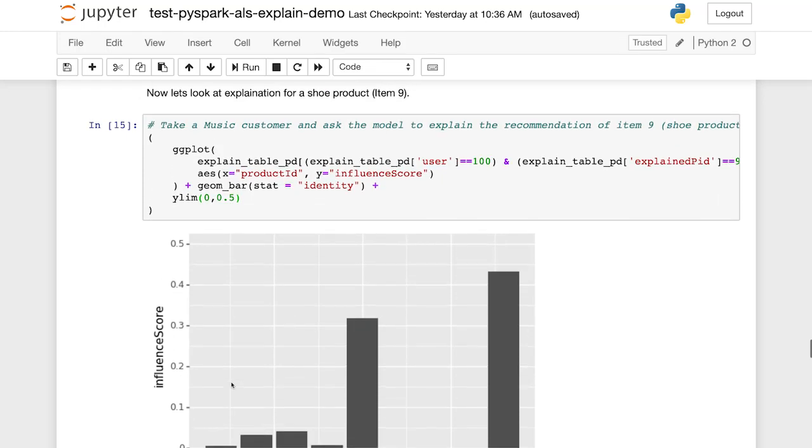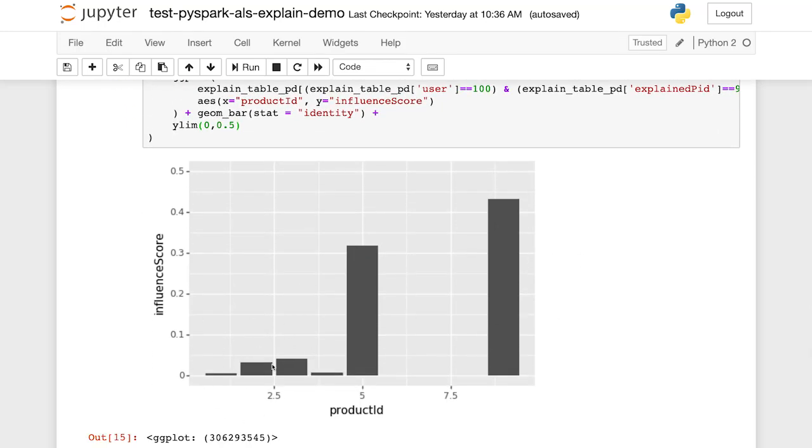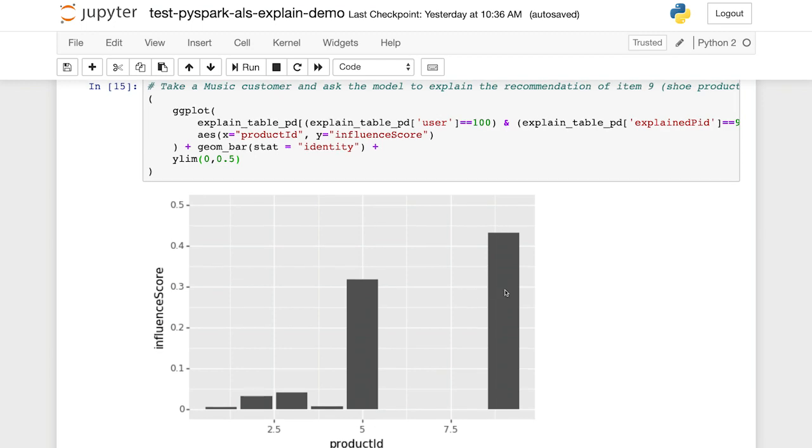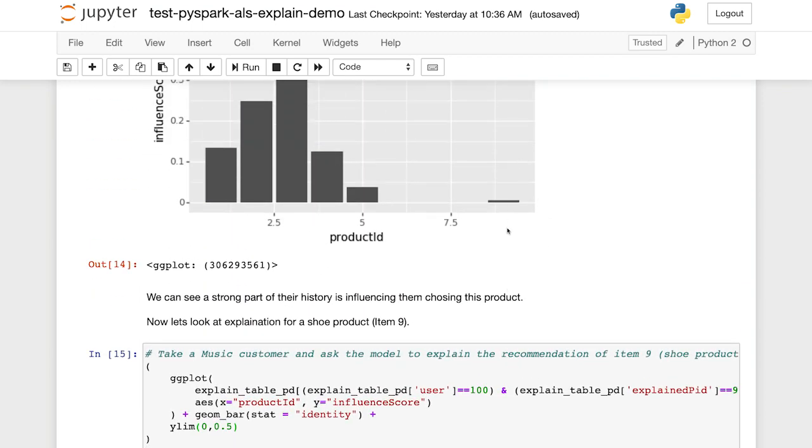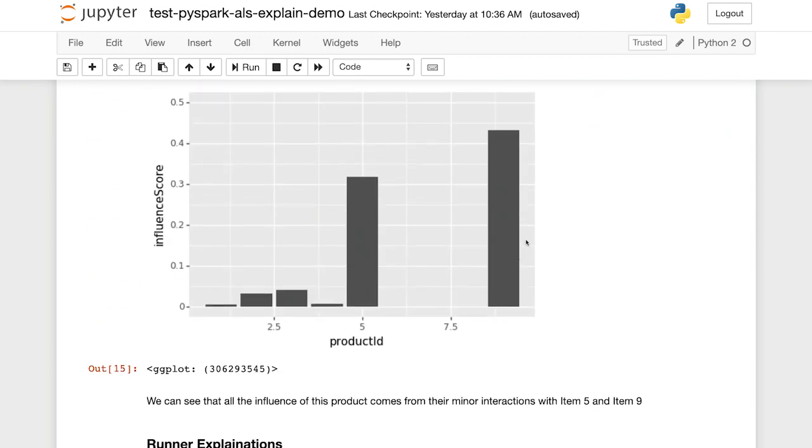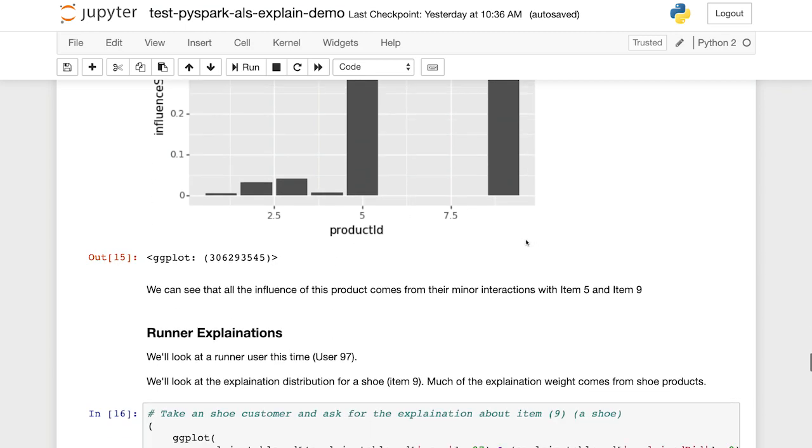Again, now let's find his recommendation for item 9, and you'd say even though he looked at a ton of musical instruments, these things don't explain where the recommendation is coming from in this case. In this case, it's because he looked at that phone, and then he also kind of looked at one shoe. And so basically this is saying all the influence from this recommendation is coming from those two things.